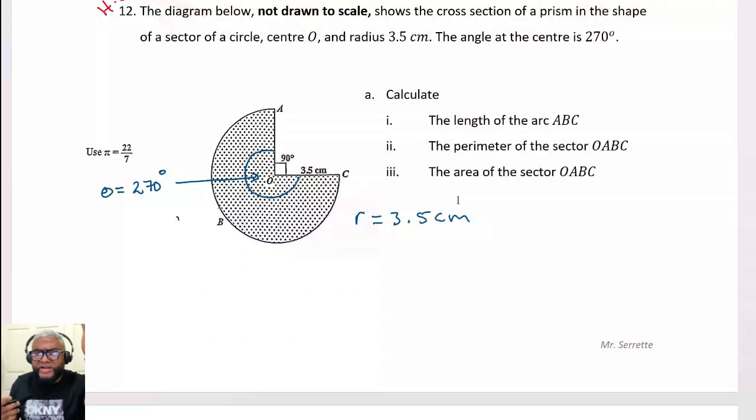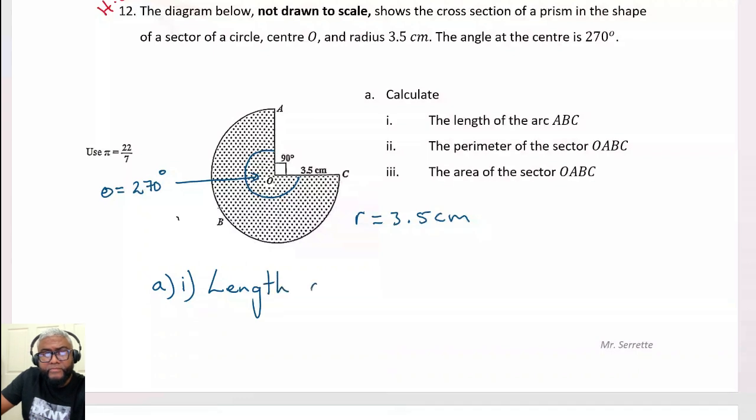But this question is similar to what we did above. So part A, part 1, sorry. We want to proceed to find the length of the arc. What is the formula for the length of our arc? The formula is what I want. Length of arc is equal to theta over 360 multiplied by 2 pi r.